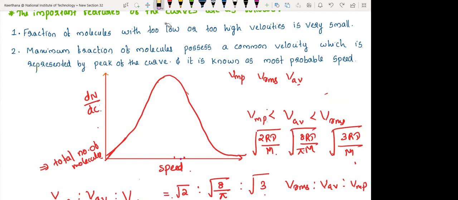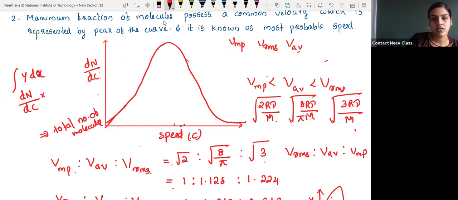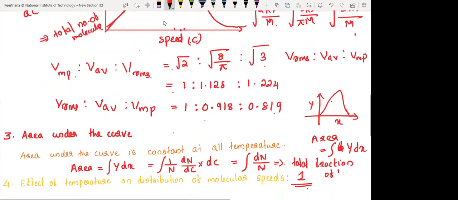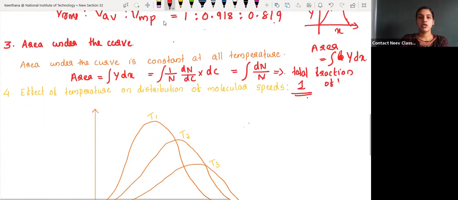And the dC is the speed, right? Yeah, dC is speed. It's just like the area will be equal to y into dx. So y is dN by dC, and in x, it is speed, C. Yes, ma'am, I got it now. Okay. So if I'm taking it like this, that area represents the number of molecules. Here it represents the total fraction of molecules.